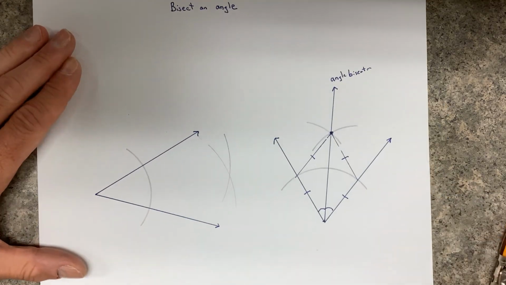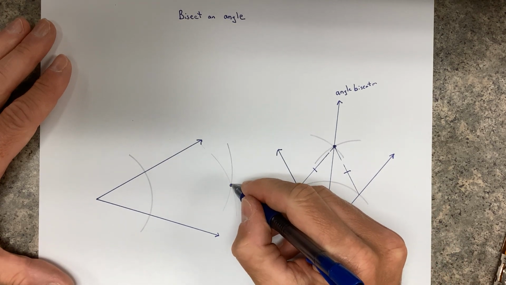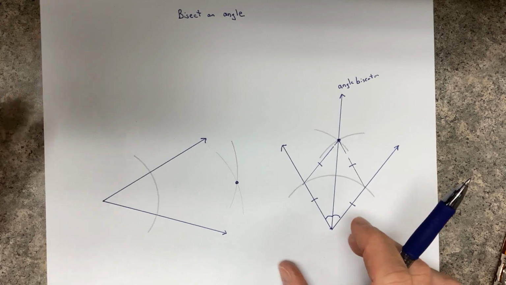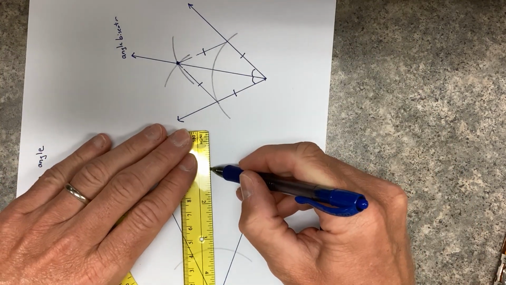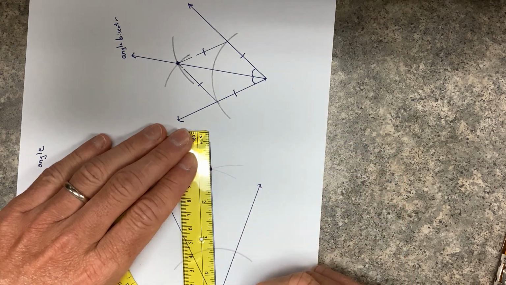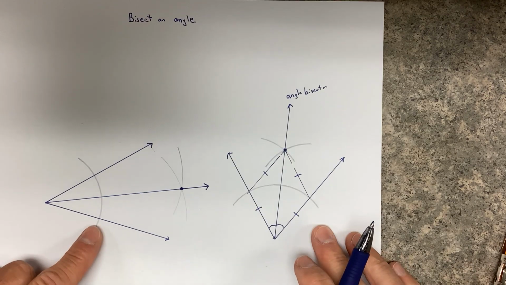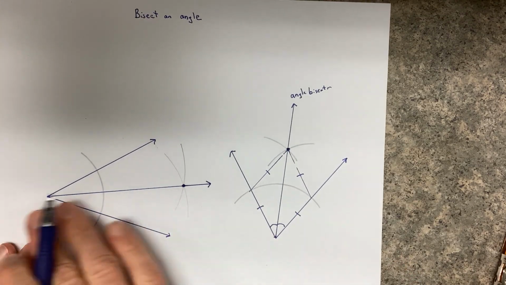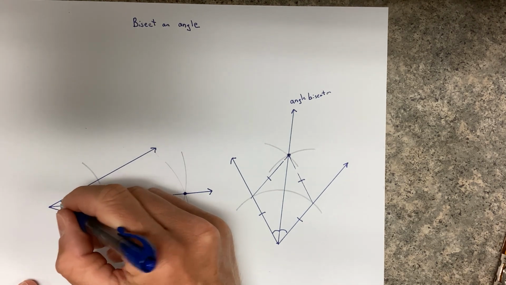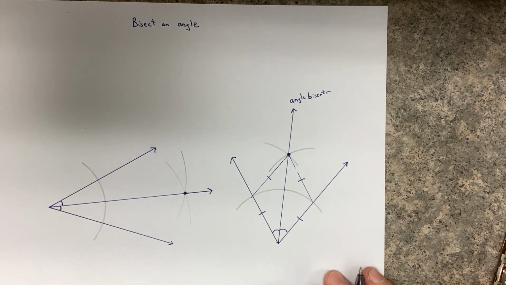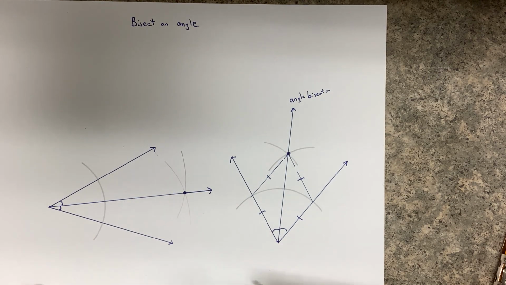And what I know is that this intersection is on the angle bisector. So then I take my straight edge and I connect. If I'm grading this on a test, I need to see the arc and a tick mark and a tick mark and the connection. We have now bisected an angle. That angle and that angle are for sure congruent. This line bisected that original angle.